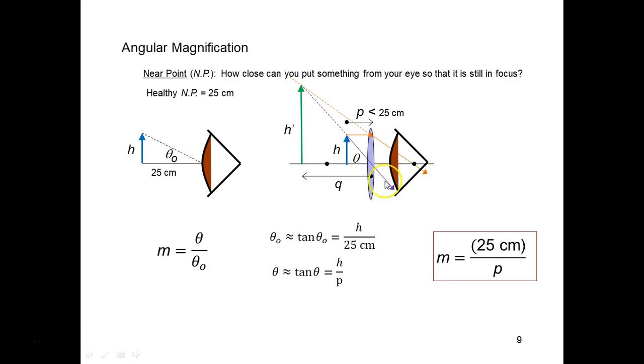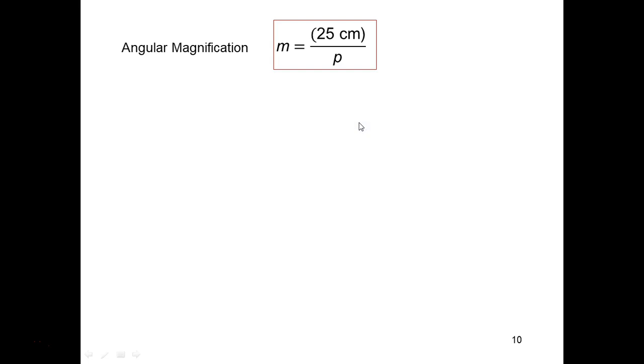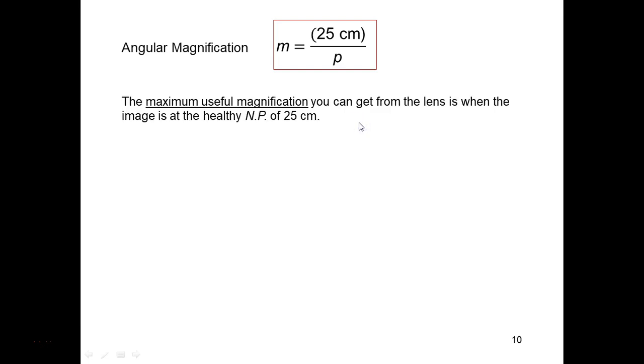It's 25 centimeters over the object distance. Okay? Very nice. Now, next thing we're going to talk about is what we mean by the maximum useful magnification. So I have a lens, right? If I want to use it as a magnifying glass, what's the biggest magnification I can get from that lens? And the image is still in focus. It's not blurry.